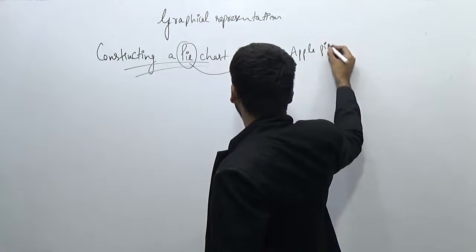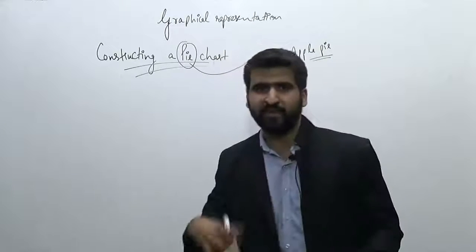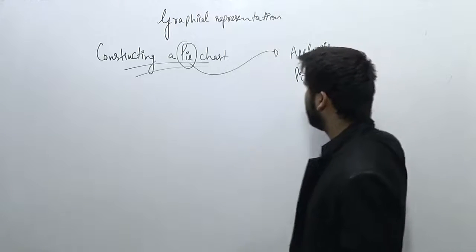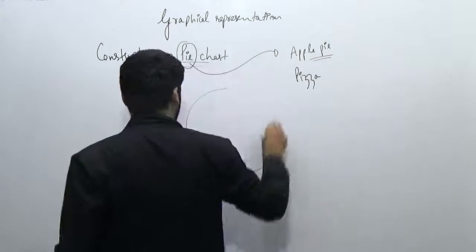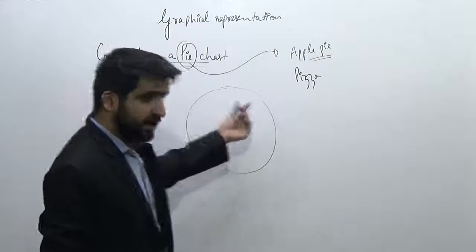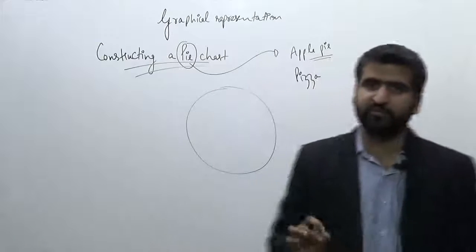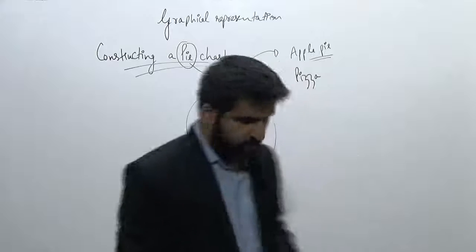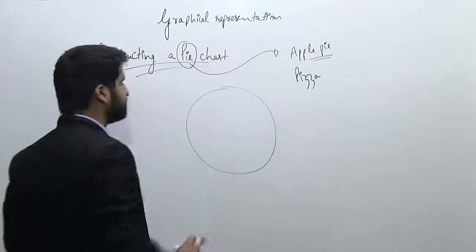Actually, this pie chart is in the form of an apple pie, or let's say a pizza. So this is of a form of a pizza, and the actual contribution of a particular variable is made in the form of a slice of a pizza or a slice of a pie. So let's find out how to construct this pie chart.